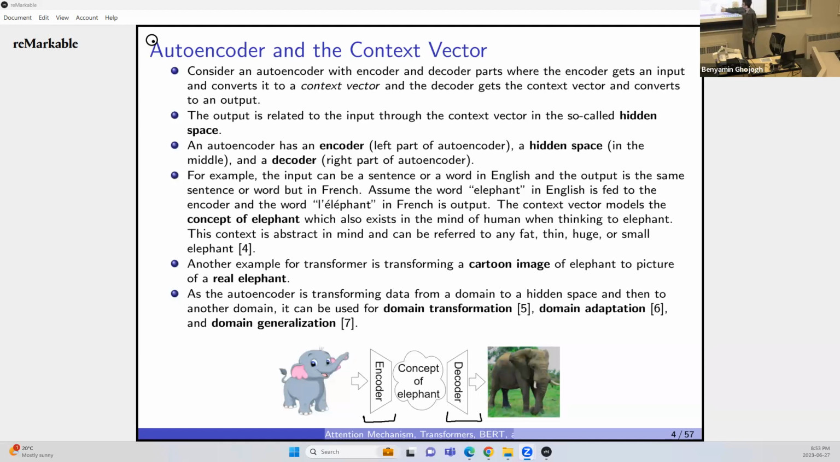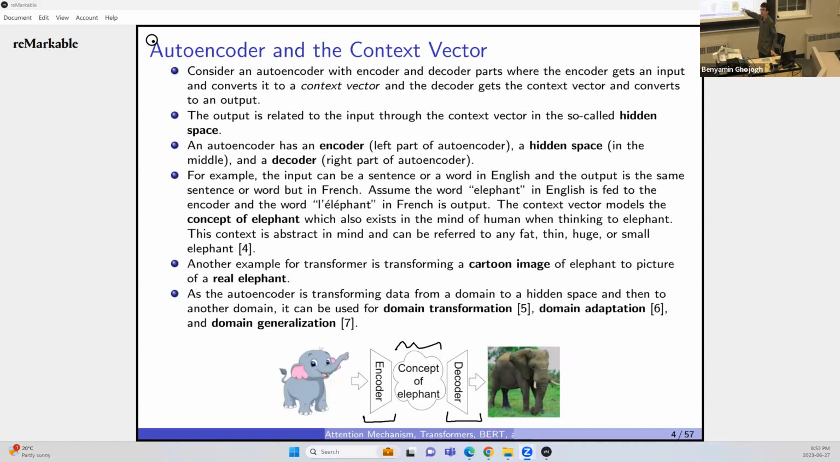Consider one autoencoder which has encoder, decoder. It takes some input and then it gives me something in the latent space. So this is called latent space, right? And this latent space captures the concept. For example, I give the cartoon elephant to the encoder. It embeds it into some latent space, and the decoder gets that and outputs a real elephant, okay? In this case, in the latent space, I have the concept of elephant.